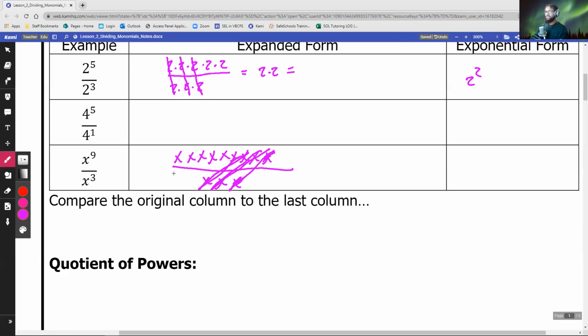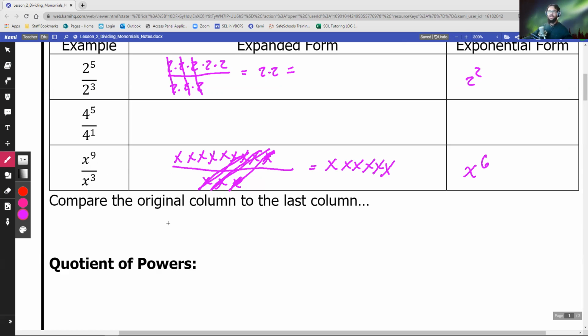And what I'm left with is a 1 on the bottom that we can pretty much ignore. And that turns out to be X times X times X times X times X times X. And how do we write that? This becomes X to the 6th, okay? So we look at the very first column and the very last column.